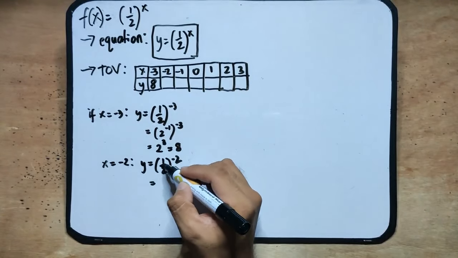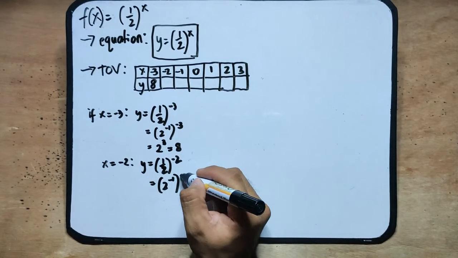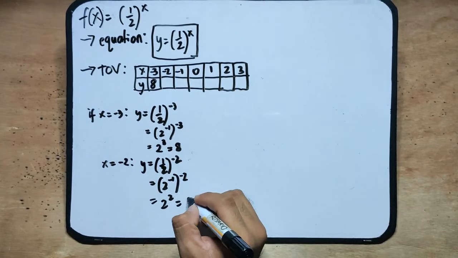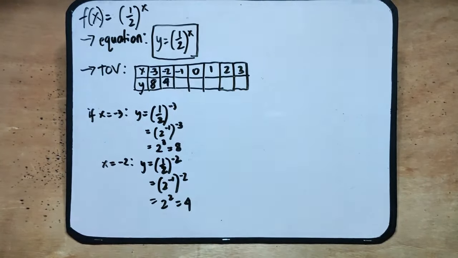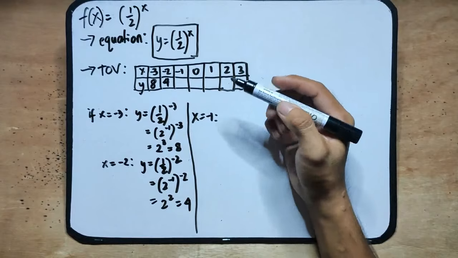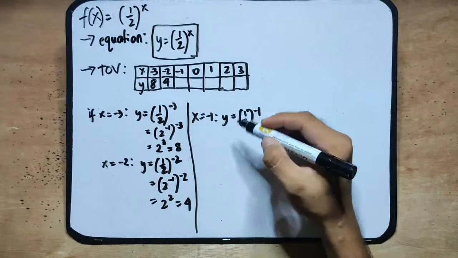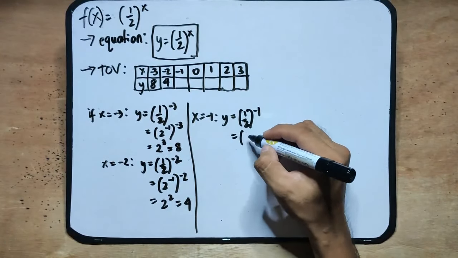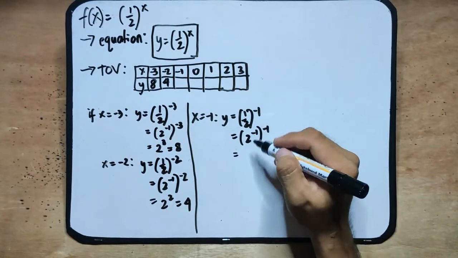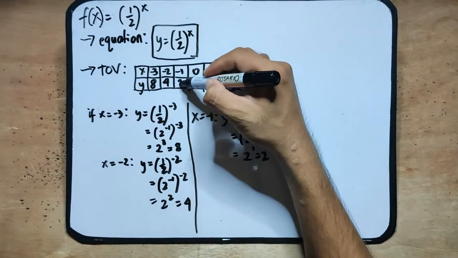If x is equal to negative 2, then we have y is equal to 1 half raised to negative 2. So, si 1 half pwede siyang i-write as 2 raised to negative 1. Then may negative 2 sa labas. We just multiply their exponents. We have 2 raised to 2, or we have positive 4. So we have, if x is equal to -1, then we have y will be 1 half raised to -1. So that is 1 half can be written as 2 raised to -1, and then may -1 sa labas ulit. We have 2 raised to -1 is 2 raised to 1, or we have 2. So we write here 2.